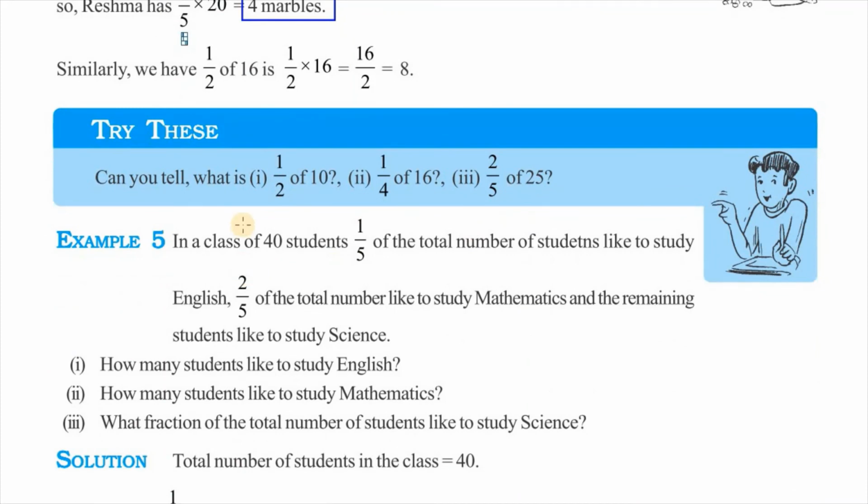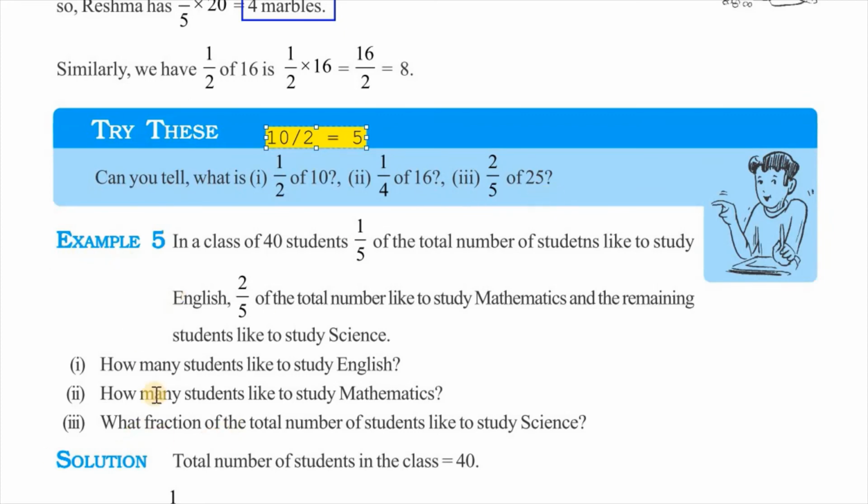Here we have some examples which are going to help us make it very clear about this "of" operator. Can you tell what is half of 10? If you have 10 rupees with you and someone asks for half of it, what is it equal to? It is equal to 5. But how do we get 5? This is 10 by 2, which is nothing but 5. Similarly, try the next 2 examples in this Try These exercise.